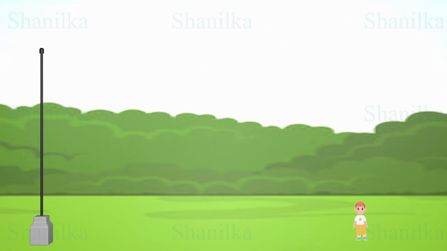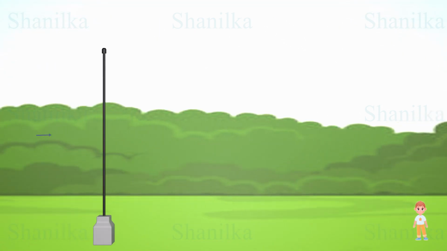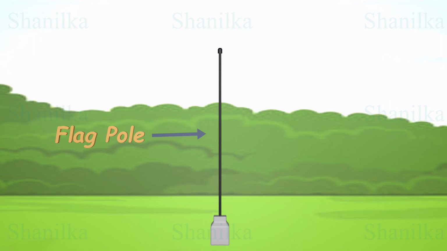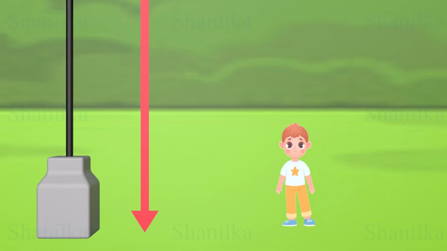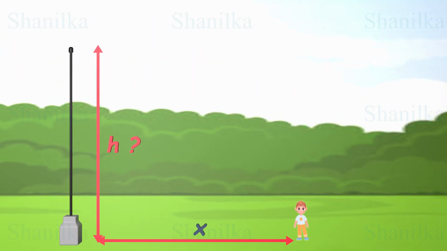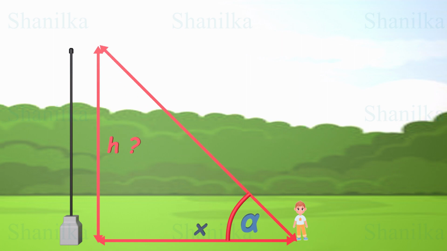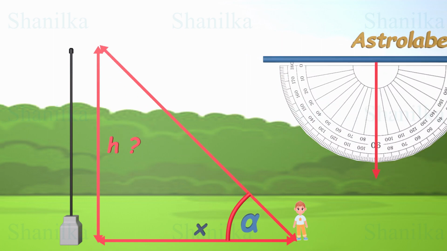Let's talk about the practical use of trigonometry. Here we have a flagpole. You have to measure its height. It's not easy to measure it from the ground to the top. Instead, we can measure a certain distance from the pole along the land and the upward angle to the top of the tower. To measure the upward angle, we can use a simple astrolabe.